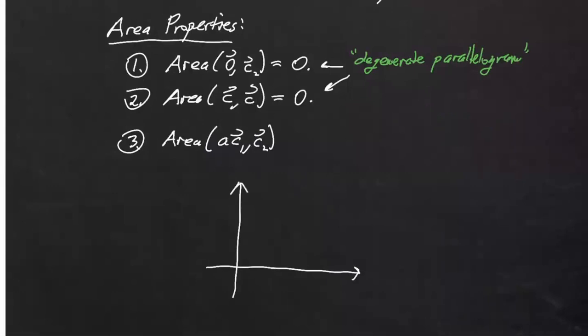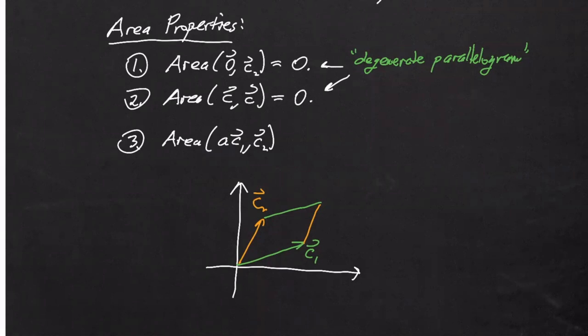All right, so here's my X and Y axis. Let me draw a couple of vectors here. Here's vector C1. Here's vector C2. They form this parallelogram, right? Like that. It's supposed to be a parallelogram. Let me try to make a little better arrow. Okay. So that's the area formed by C1 and C2.